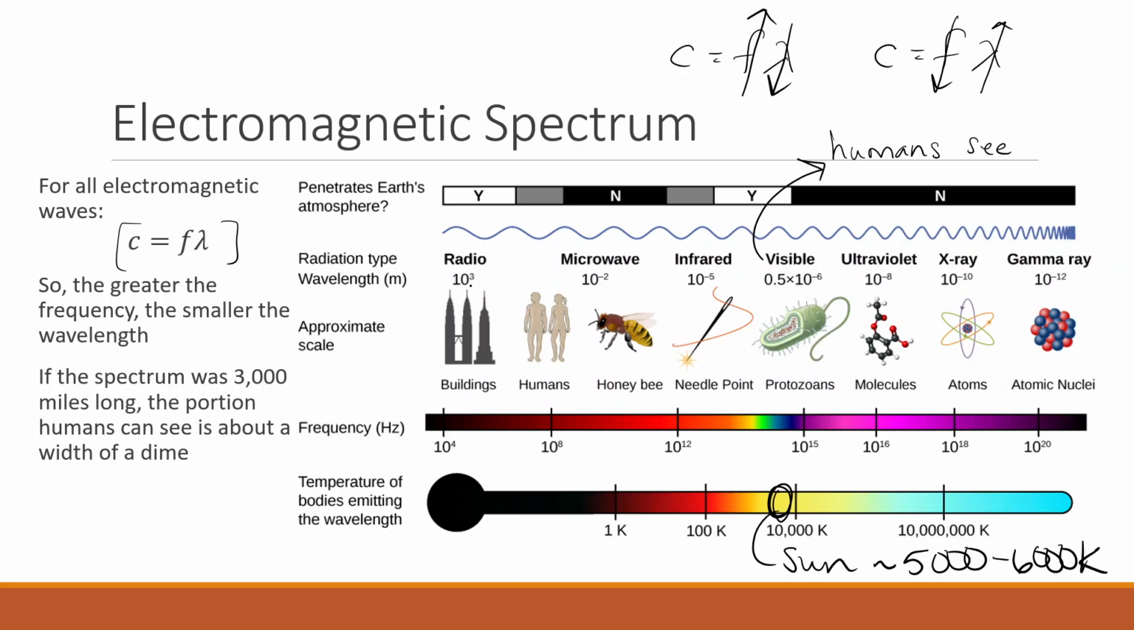We can look at the relation, like we did earlier, between the wavelength and the frequency. We have a large wavelength here, the size of buildings, and our frequency is 10 to the fourth hertz. Go over to the other end of the spectrum, gamma rays, where we have a wavelength of 10 to the negative 12, quite small. Look at the frequency though: 10 to the 20th hertz. So you can see that relationship here.